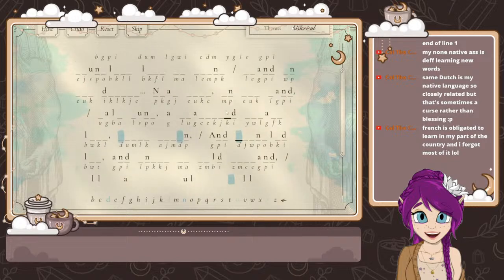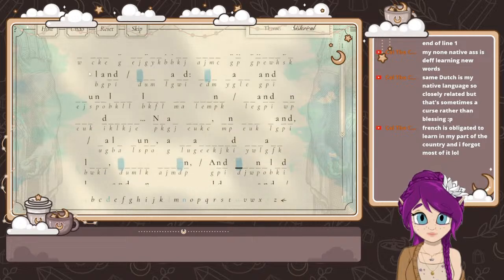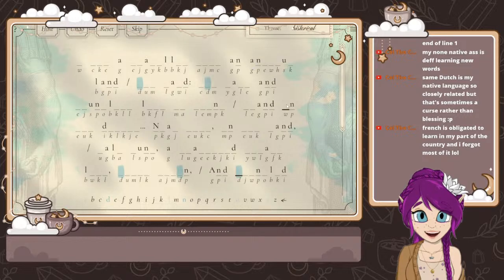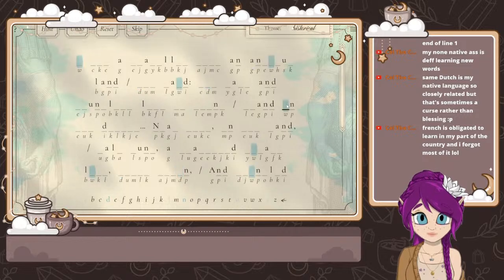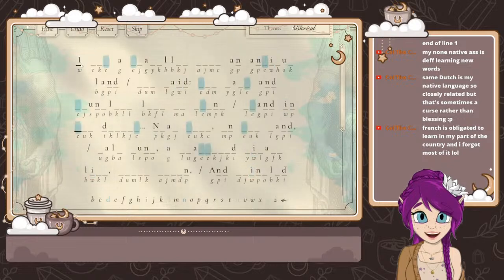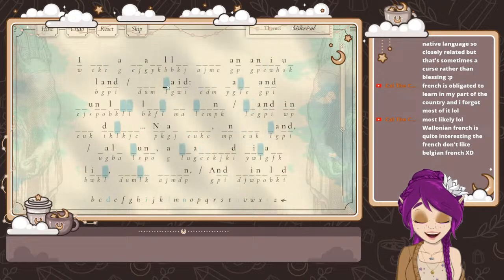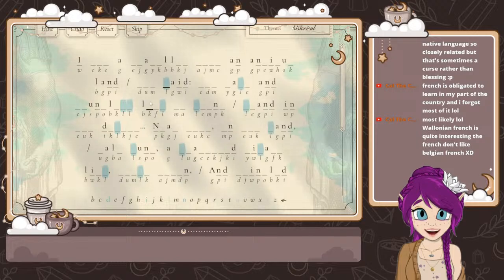So that was and. So that helped a little bit. We've got land. In? In, in. Something, a. Laid? No, we can't use L. Paid?